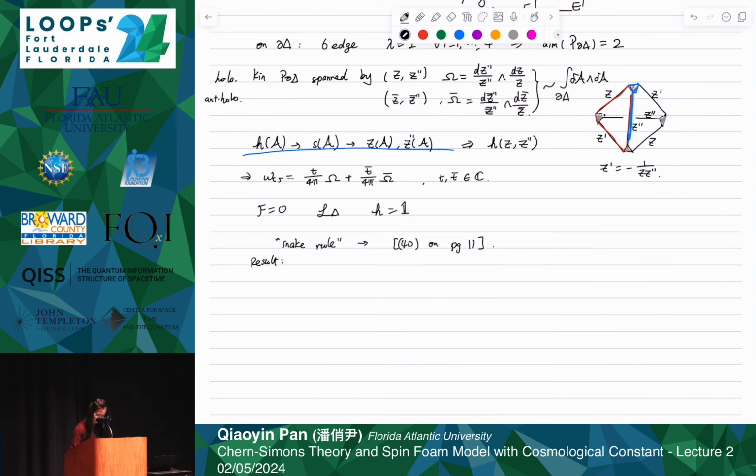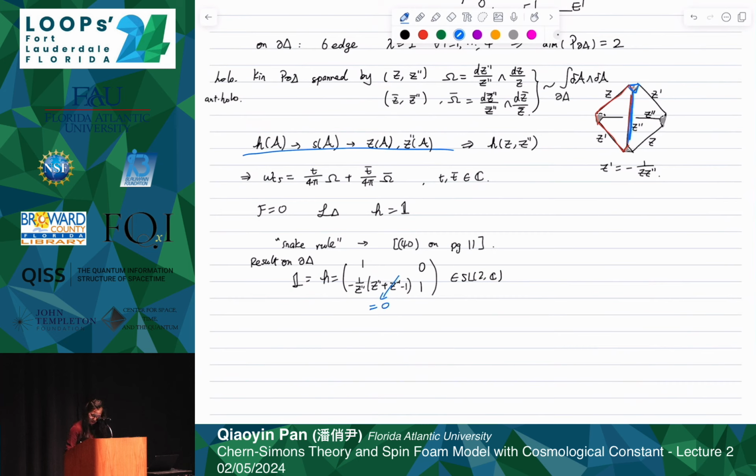The result is that on the boundary of an ideal tetrahedron, the holonomy in the fundamental representation is equal to 1 on the diagonal, 1 and 1, because the eigenvalue is 1 already. The off-diagonal lower triangular element is 1 over z double prime times z double prime plus z inverse minus 1, and the upper triangular element is 0. This is in SL2C. If I require this to be 1, that just means that this must be 0.